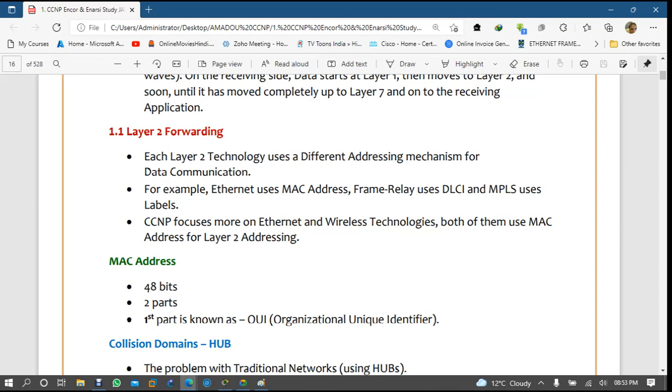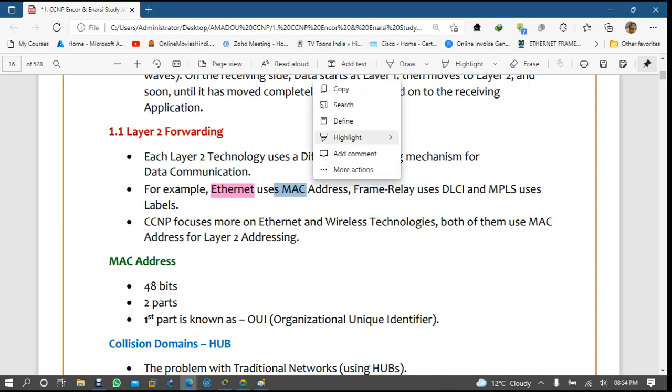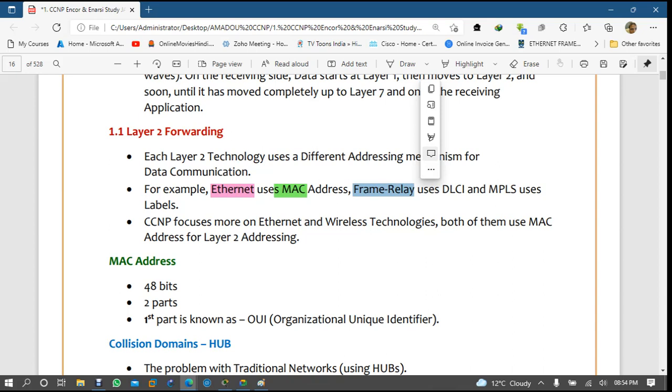So each layer 2 technology uses a different addressing mechanism. For example, Ethernet uses MAC addresses. In our organization we use Ethernet, and any organization uses Ethernet, and Ethernet uses MAC addresses. There were some other old technologies like Frame Relay, but Frame Relay is not in use nowadays.